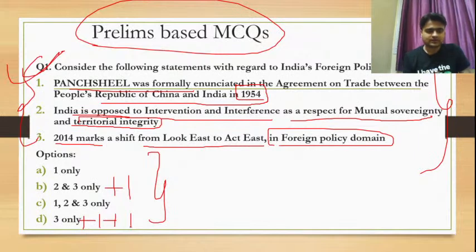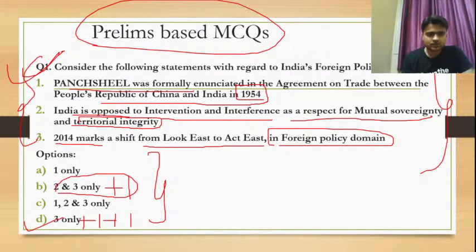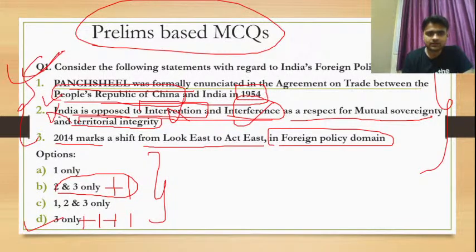So now I will tell you the answer because we are running out of time. The people who have given D as the answer, they are correct. Jitesh, why did you give B as the answer? Why do you think that 2 is correct? 2 is not correct. Okay, India is opposed to intervention? No, India is not opposed to intervention if a country requests. India is only opposed to interference. So this is not correct. Only this is correct. Therefore 2 is not correct, and this is not correct. Why? People's Republic of China. This is incorrect. It will be Tibet. Fine. Therefore only 3 is the correct answer.